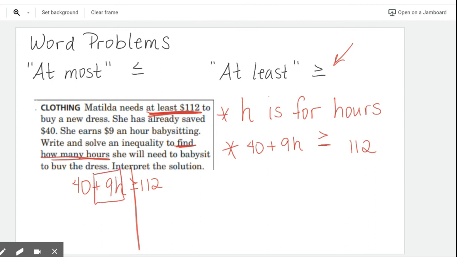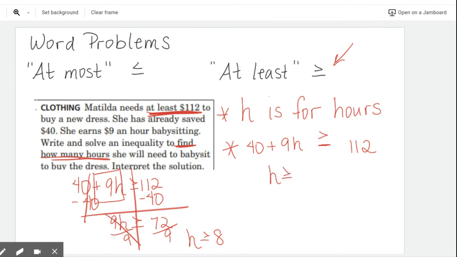To get rid of that 40, I'm going to subtract it. Do it to both sides to keep it balanced. Now I have 9H, positive 9H, is greater than or equal to 72. The opposite of multiplying is dividing. So I end up with H, I didn't divide by a negative, so keep the sign as it is, greater than or equal to 8. So I'm going to write that down over here with the rest of the answer that it's been asking for. H is greater than or equal to 8.